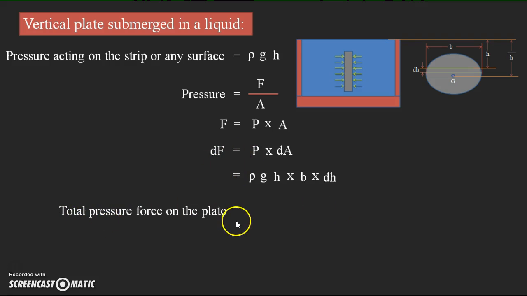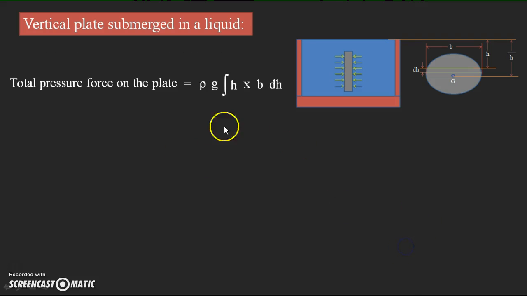When you want to write the total pressure force on the plate, we need to integrate the equation. So the integration of dF will give you the total pressure force on the plate, and that is equal to, in place of dF, rho g h into b into dh. Here rho and g are two constants, so we can take rho g common: rho g times the integration of h into b dh. In the next step we can modify the equation as rho g times the integration of h dA, where b into dh is dA.